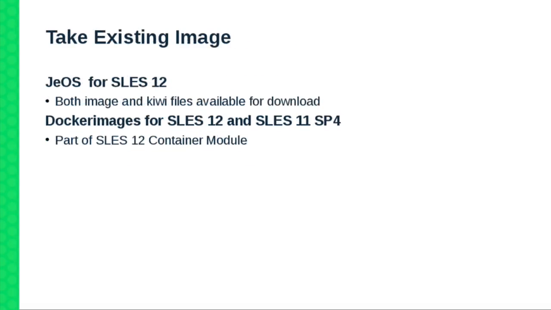You can also decide not to build an image, but take somebody else's image. We have the JeOS for SLES 12 that can be used, and we have both the images and the Kiwi files. So if you want to reuse the configuration but build yourself, you can do that, or you take our JeOS image that gets updated regularly. And with Docker images, we have SUSE images that you can reuse, which we always update and rebuild if there are any updates.